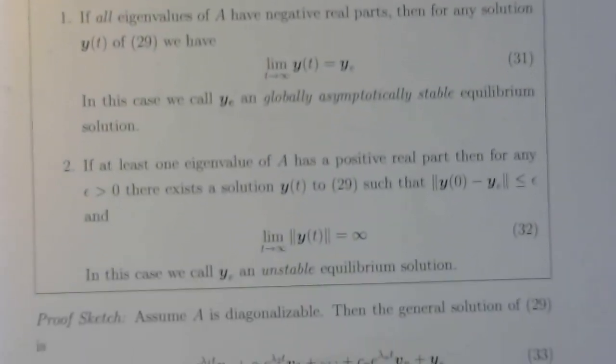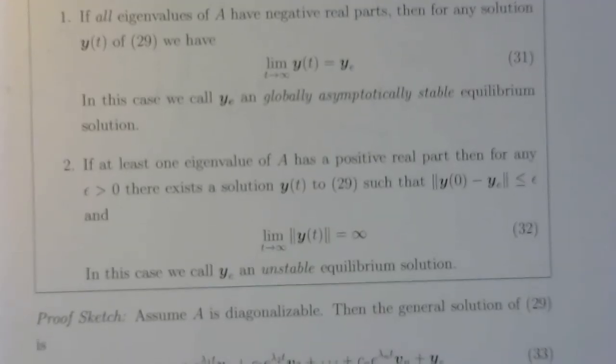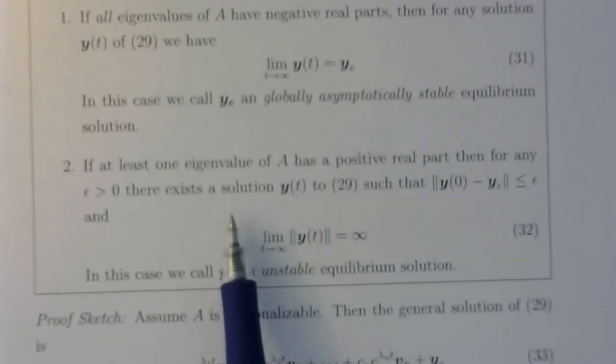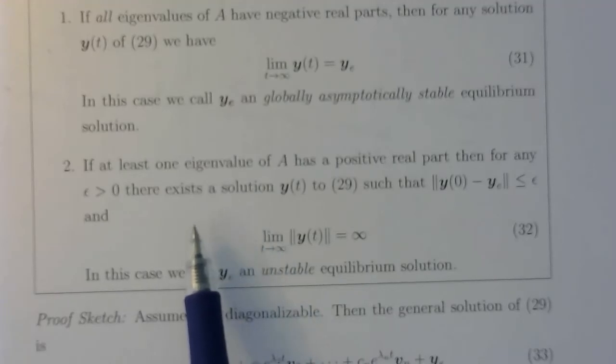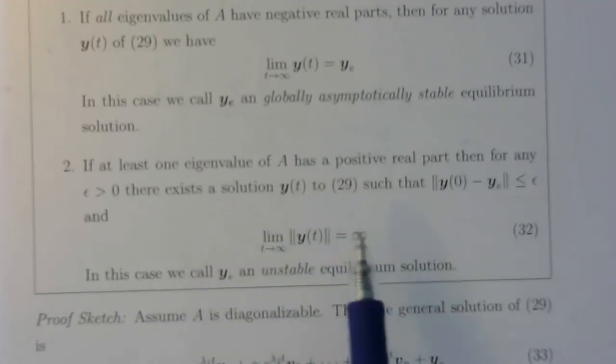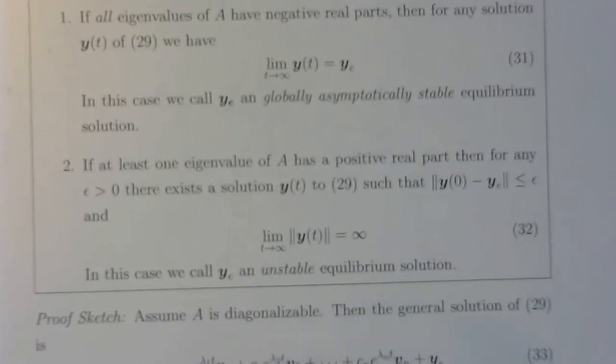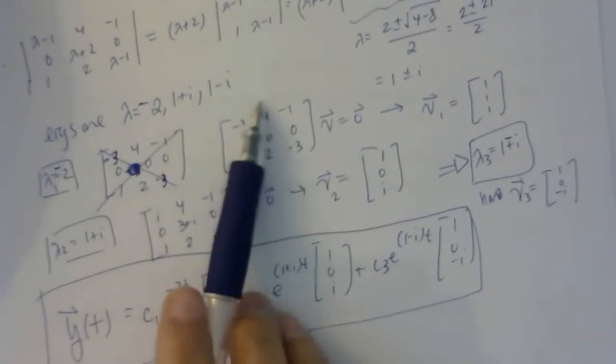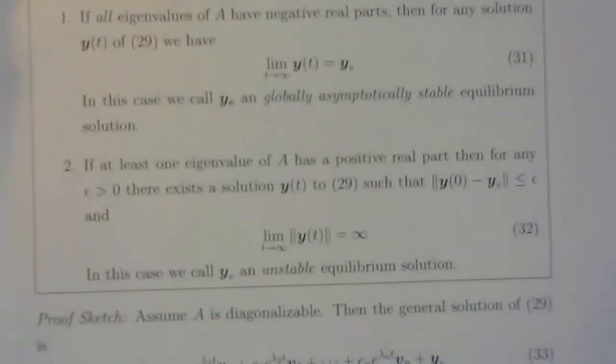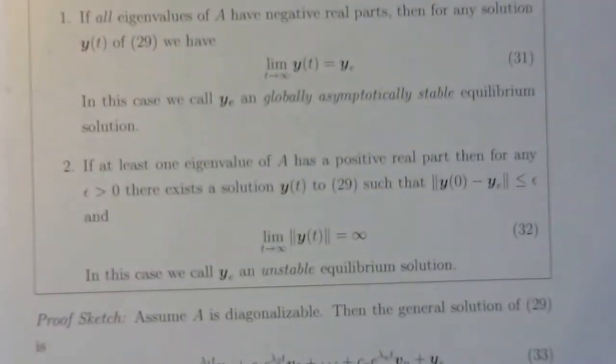If you have at least one eigenvalue with a positive real part, then you will have a solution that makes this guy go to infinity. And so we'll call the equilibrium unstable. And we can see from the last example, right? The last example had some eigenvalues with negative real part, but these guys had positive real parts. So for sure this was going to be unstable.